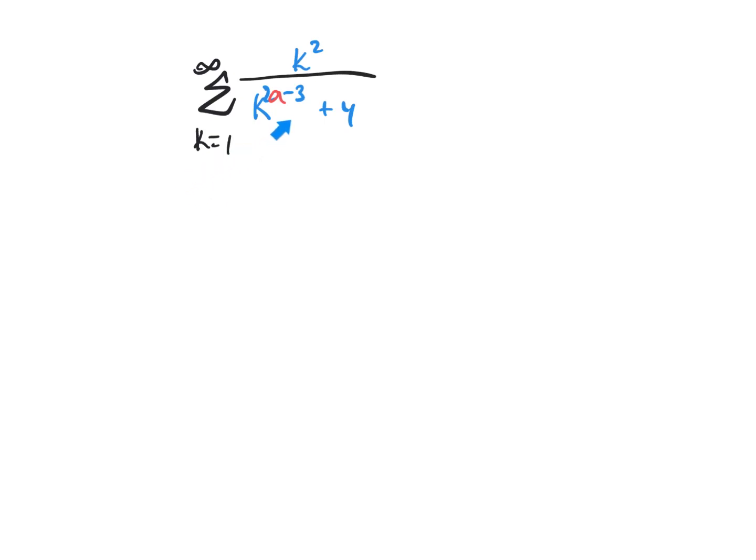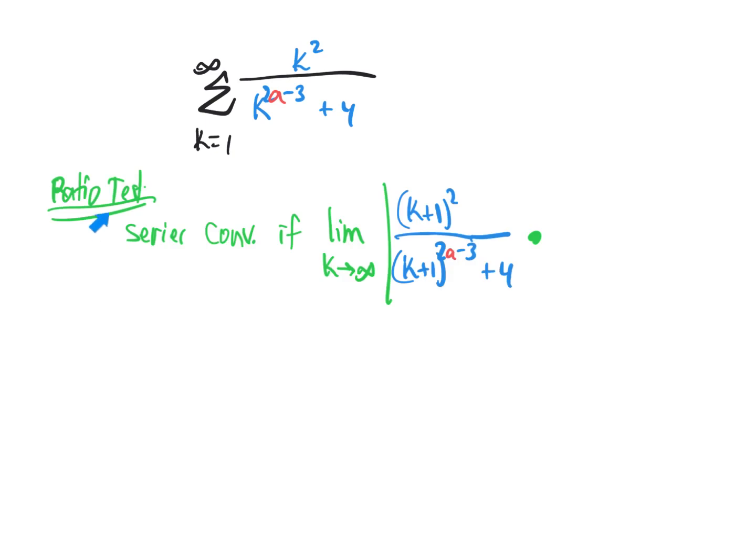When does a series converge? Give the A values for which this series converges. Well, I would just start right off with the ratio test, which says that the series will converge if the limit as k approaches infinity of the n plus 1th term, so k plus 1, divided by the nth term, so we'll multiply by the reciprocal of that, is less than 1.